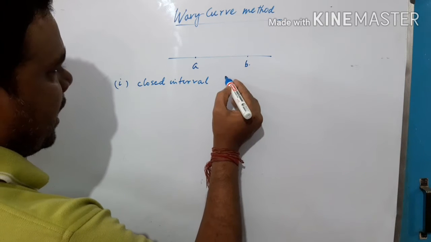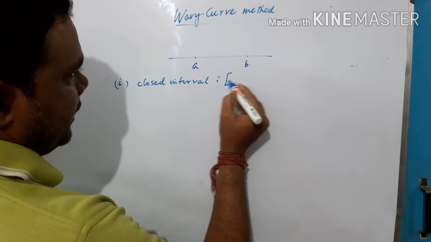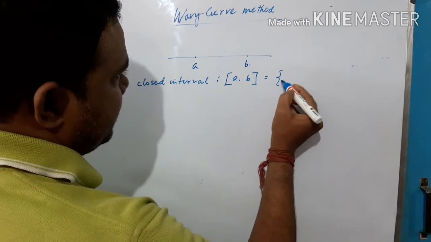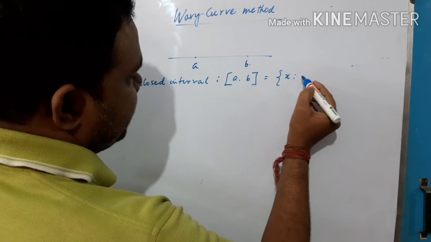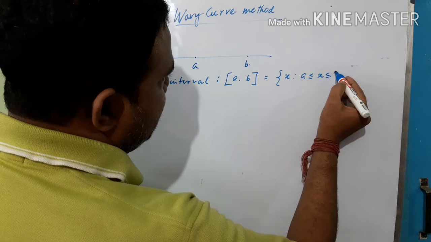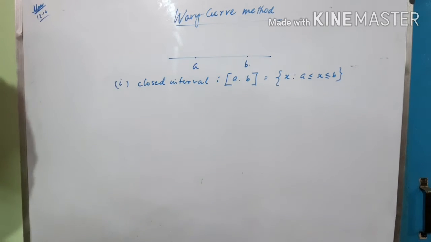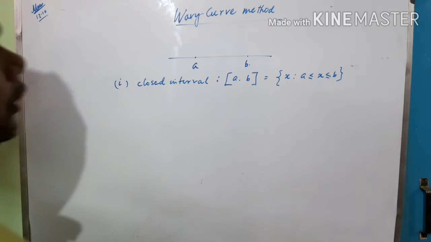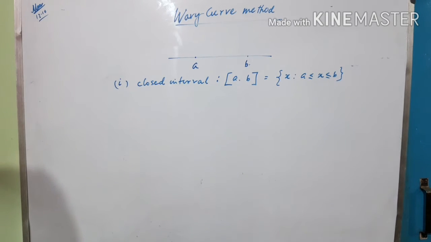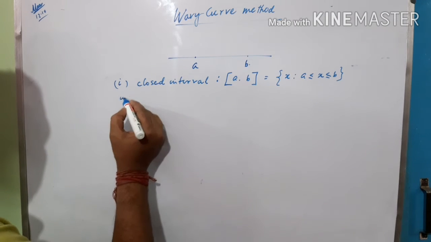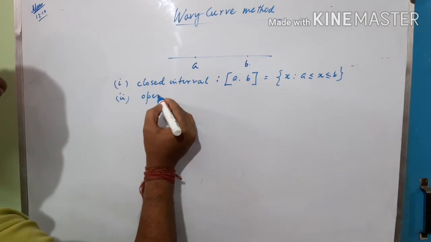So this is denoted by [A, B], and it means that x such that A is less or equals to x is less or equals to B. So this is called closed interval, and the closed interval is all those real values of x starting from A and it goes up to B. See that A is less or equals to x, less or equals to B. Next, number 2, open interval.